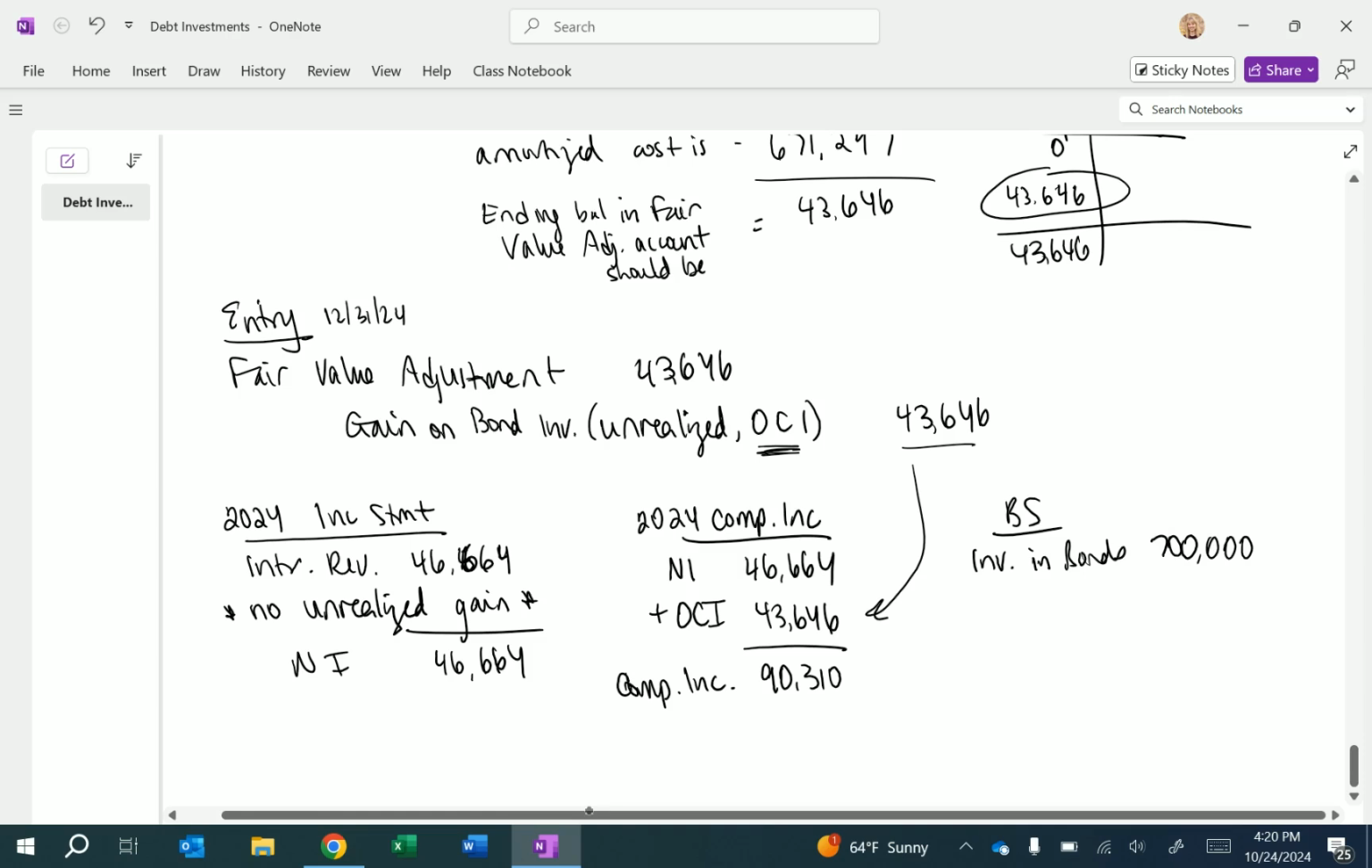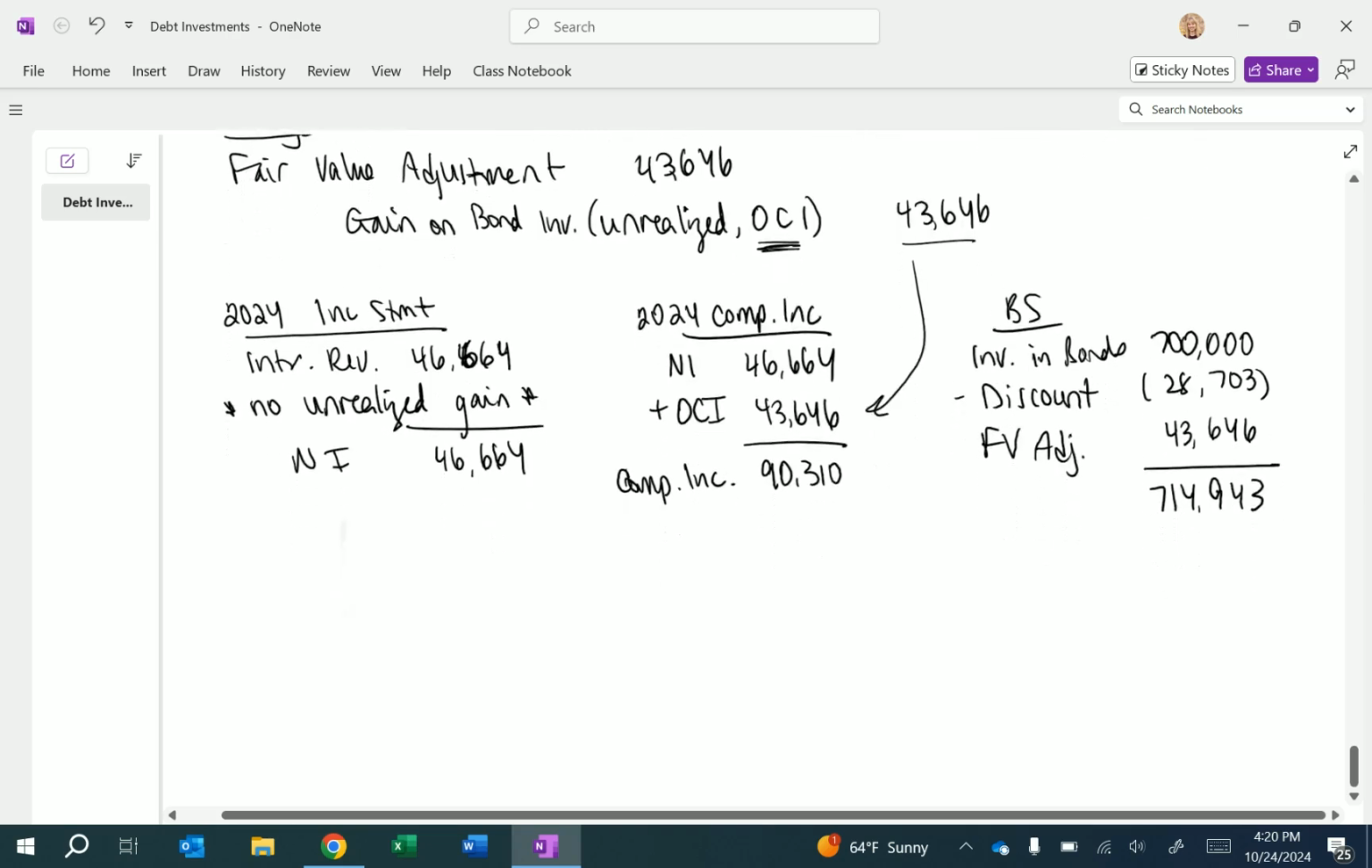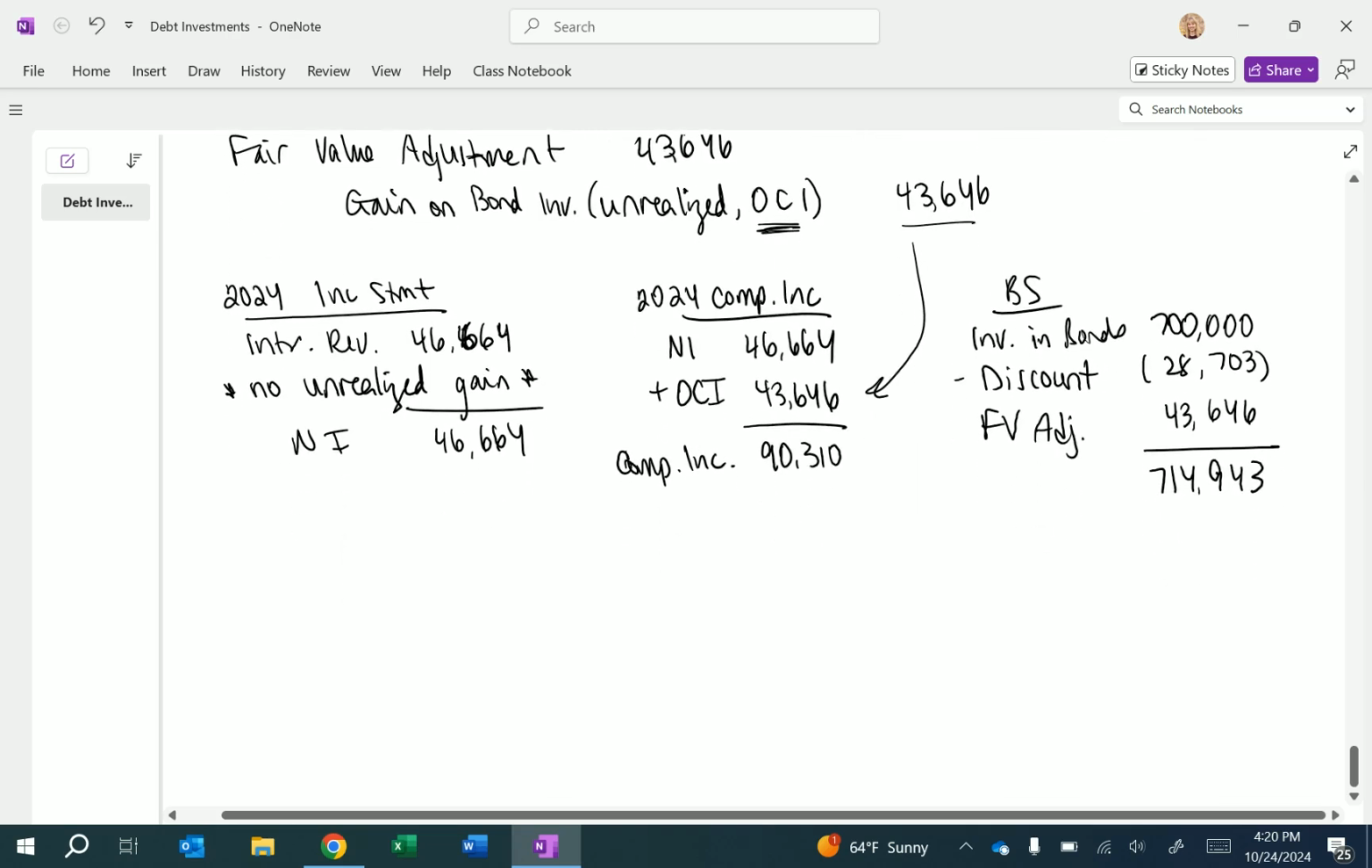Actually, not either of the other two. It looks exactly the same as it would if this was a trading bond. Balance in the discount, 28,703. We have the fair value adjustment, 43,646, and the net investment in bonds account, 714,943, which is exactly our fair value. Now let's continue just like we did with the trading security.